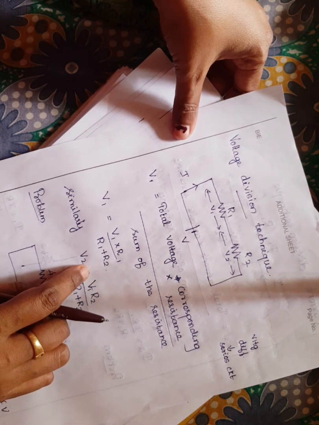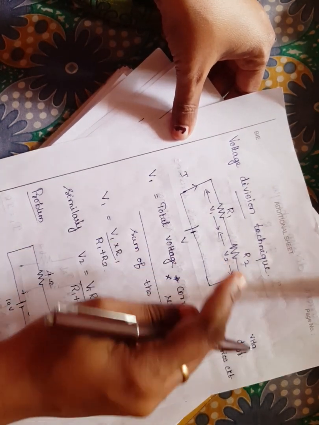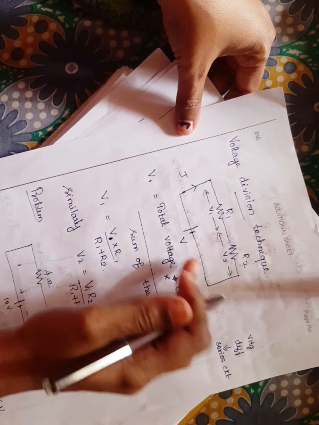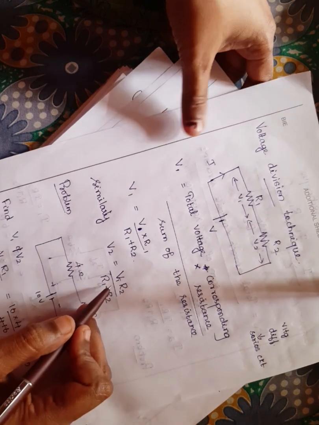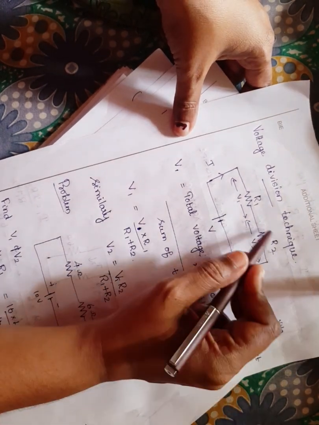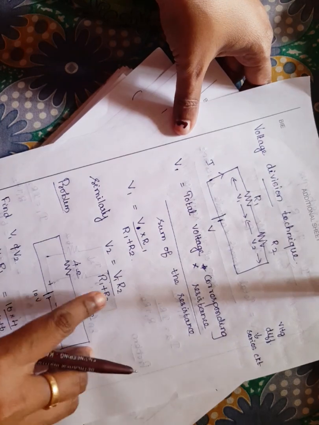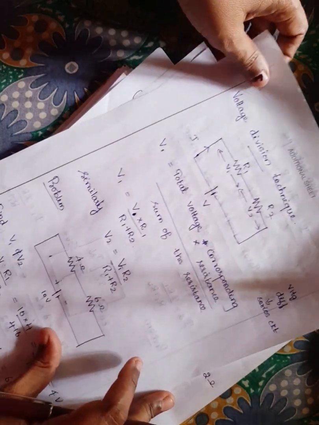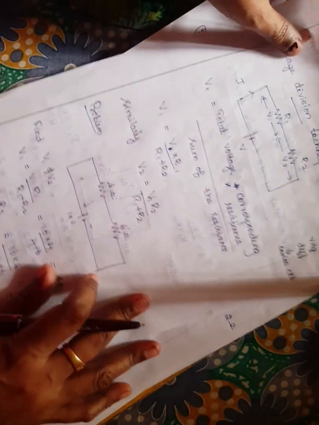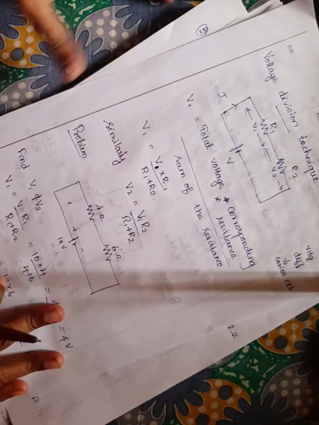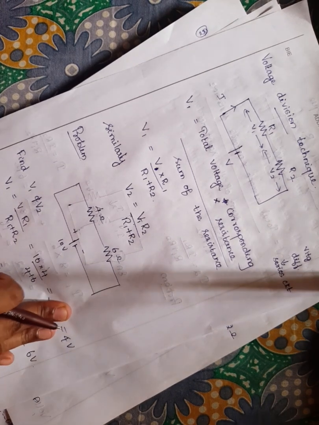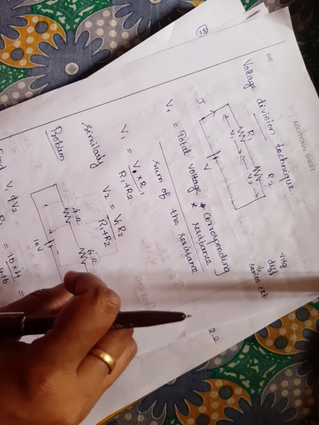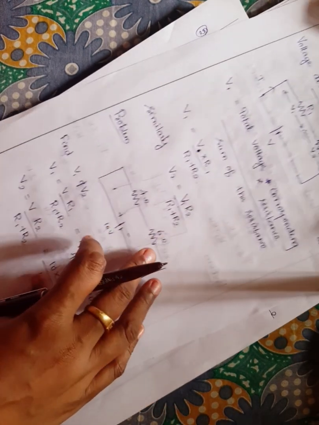Similarly, in order to find V2, you substitute the total voltage V, or Vt, and the corresponding resistance value is R2, divided by R1 plus R2. So it is the voltage division technique. You apply the voltage division rule only in the series circuit. Okay, only in the series circuit you can apply the voltage division rule, because only in a series circuit the voltage will differ.